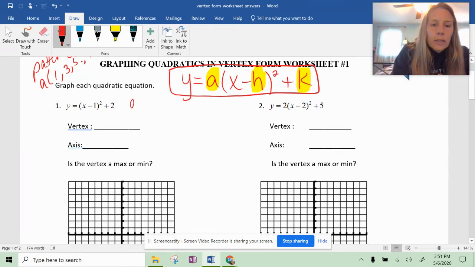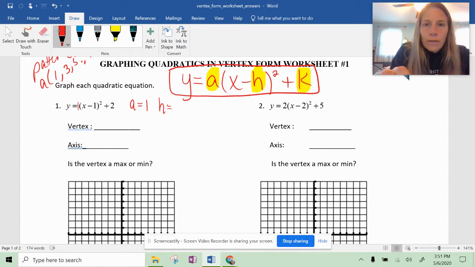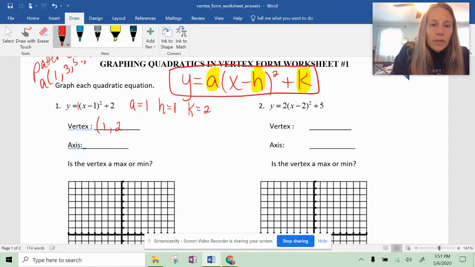The first thing I like to do is just write down what is my a value here. It's positive 1 since we don't see anything in front of the parenthesis. My h is the number being subtracted from the x, so it's always the opposite sign of what you see there in that simplified problem. So since I see a minus 1, I'm going to make it just a 1. And then the k value, you keep the sign that you see, so that's just going to be a 2. So your vertex, which is your h and your k, is (1, 2).